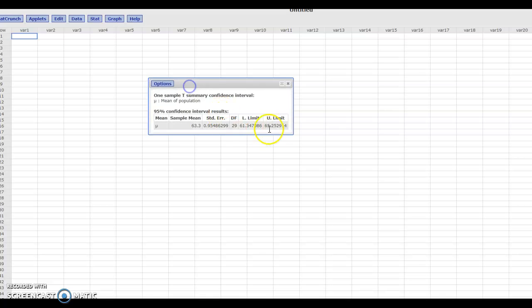Here are my results, and these are also cut and pasted into your notes. We can see that the left side of the confidence interval, the lower limit, is about 61.35. The upper limit is about 65.25. So we are 95% confident that the true population mean, the true average speed of all the cars traveling on the highway, is somewhere between 61.35 miles per hour and 65.25 miles per hour.